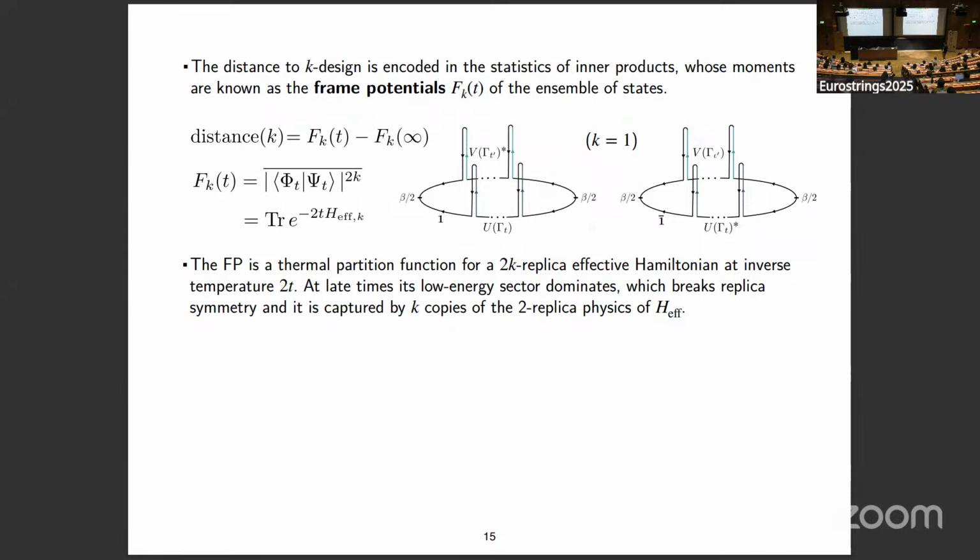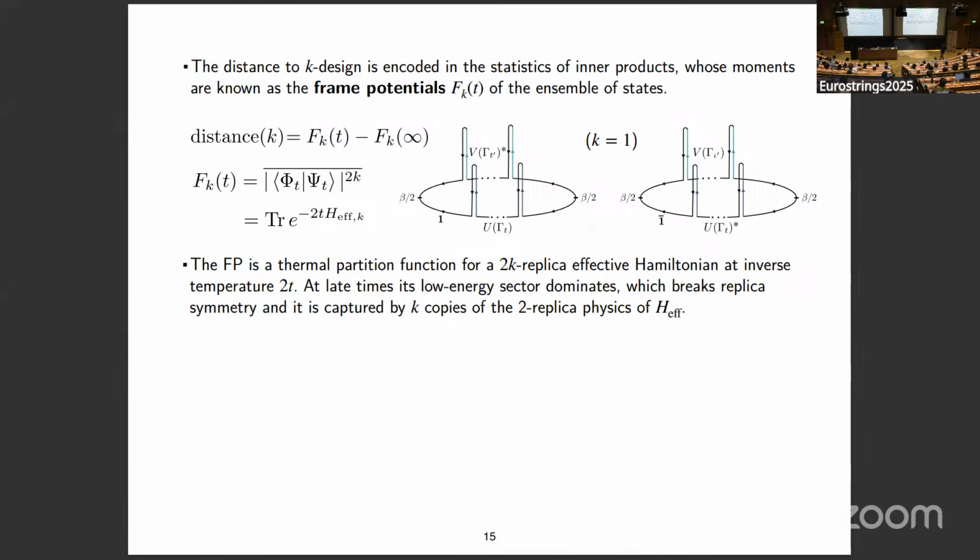So this is a more complicated version of the things that I was talking about before, but one can write down this quantity as some quantum stat-mech partition function at inverse temperature 2T. And the idea is that for this effective Hamiltonian, at very long times, this partition function will be dominated by the ground space and the first excitations. So very generally, one can show that essentially the low energy sector of this effective Hamiltonian breaks replica symmetry and is dominated by K copies of the two replica effective Hamiltonian. So essentially, the whole problem in 2K replicas reduces to an effective problem in two replicas.